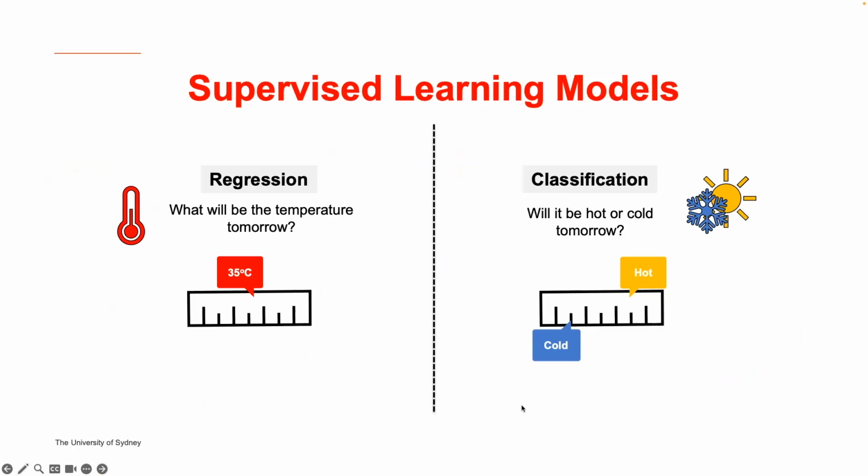Supervised learning involves training an algorithm on labeled data, where both input and corresponding output is provided. The goal is to learn mappings between these pairs to make accurate predictions or classifications. Regression models forecast continuous values, like temperature in degrees Celsius, whilst classification models categorize data based on predefined groups, like whether it's going to be hot or cold.